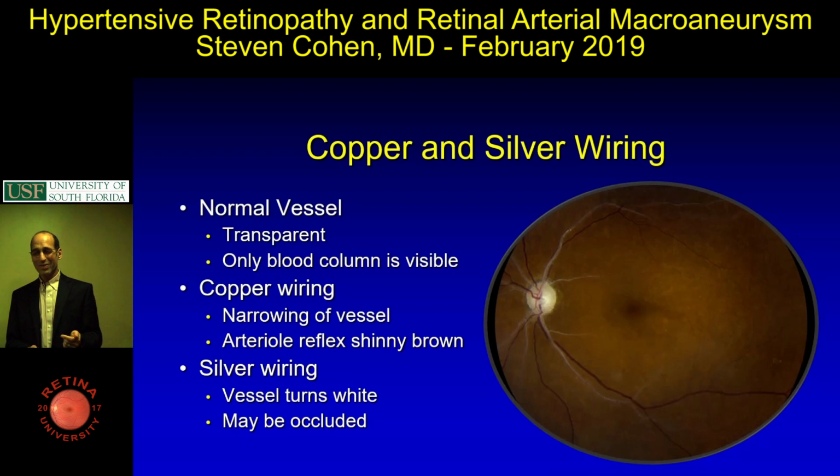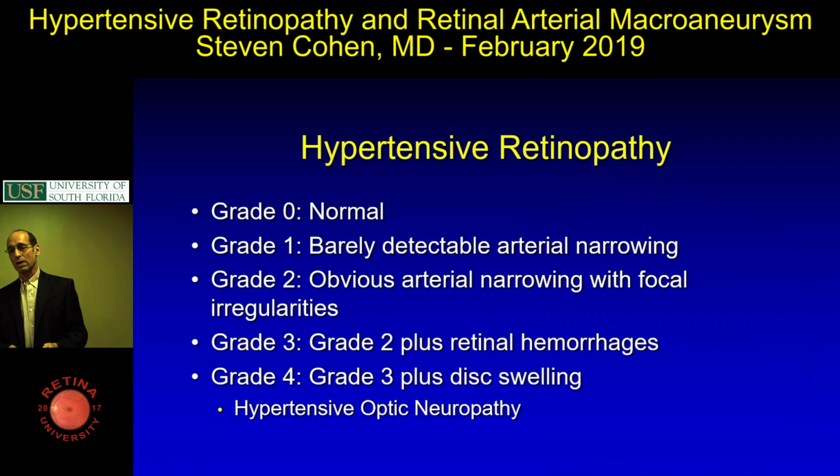Copper wiring is when the vessel narrows and you get a brownish or shiny brown reflex, which I don't know for sure I see. And I'll show you some pictures. Silver wiring is this, though. When the vessel's white, it's silver wiring. And this is the fellow eye of it. The other eye in this patient has central artery occlusion. This eye actually sees 20/30, and that's what the vessels look like. So silver wiring is when the vessel's white, if you ever see that.